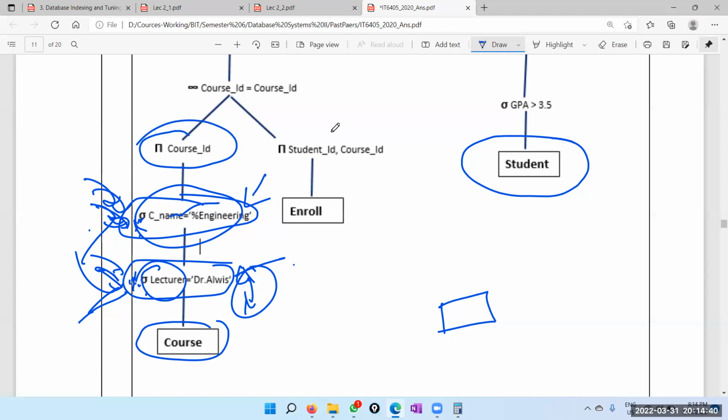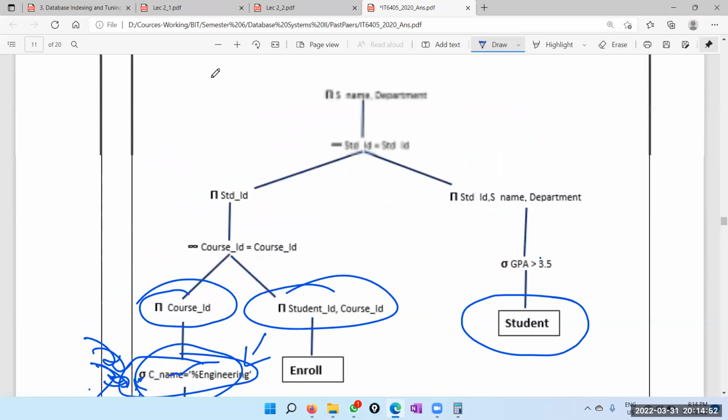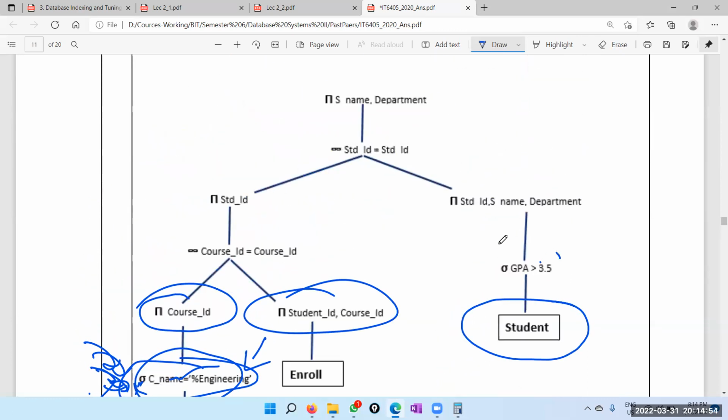And now you are accessing the enroll. So this is the enroll table, okay? That is to do the join. And now we have to take in data from the student, and here we are using the sigma down, because if there is an index for GPA, we can use that GPA index, and preferably B+ tree because it's a range query. So then we can use it and load only relevant records. Now we have the student records with GPA greater than 3.5.